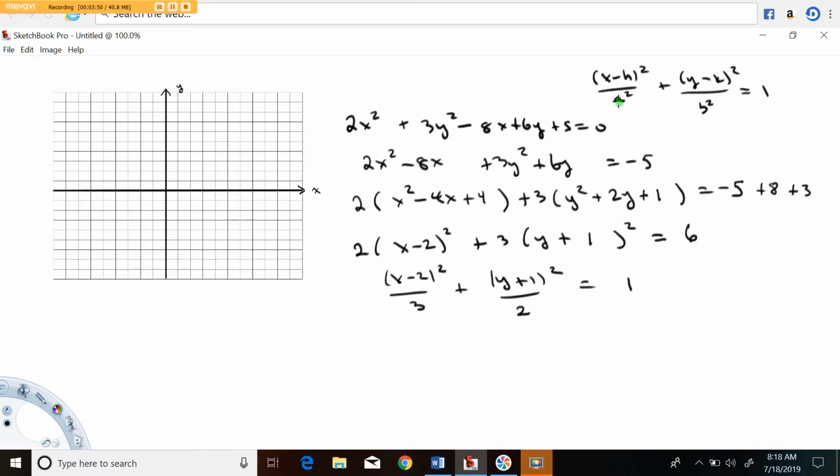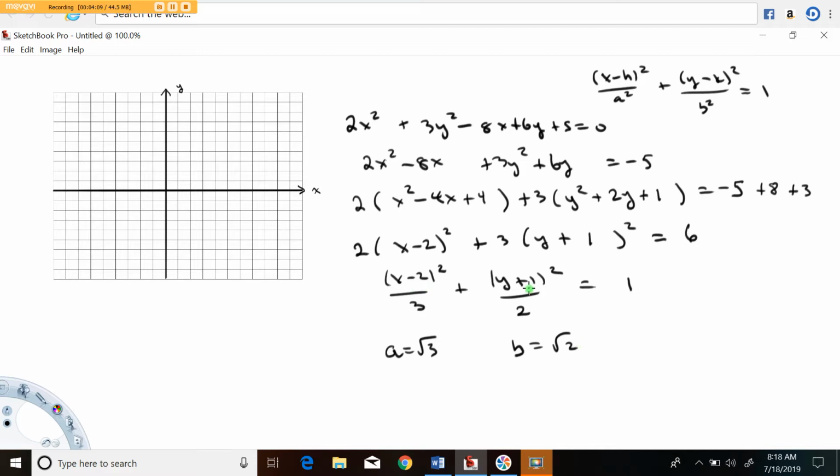I see that a squared is equal to 3, so a is equal to the square root of 3, which is 1 point, maybe 3 something. B squared is equal to 2, so b is equal to the square root of 2, and now we have pretty much enough to plot this thing.